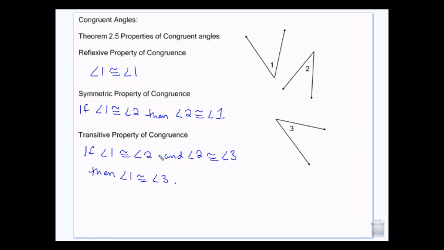And then transitive tells me if 1 is the same as 2 and 2 is the same as 3, then 1 is the same as 3. And with transitive, you know it's transitive because you have the 2 and 2. You just take that part out of the middle and put the ends together.